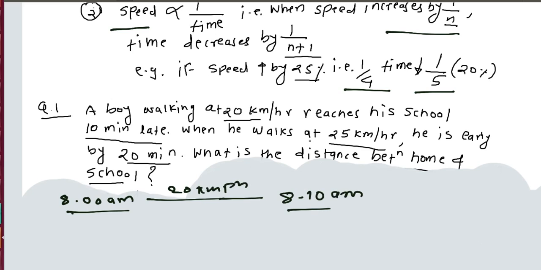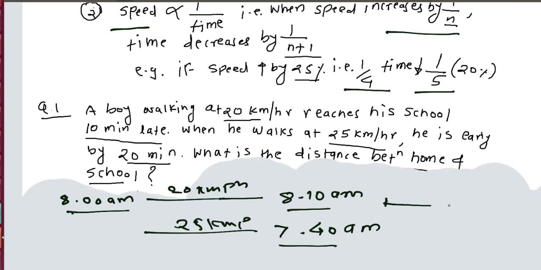Now next time he walks at 25 km per hour. So that time he is reaching 20 minutes early. That means he is reaching at 7:40 a.m., 20 minutes early of the actual time. Actual time is 8 a.m. That's what is given to us, and we are asked what is the distance between home and school. If this is his home and this is his school, we are asked what is this distance.